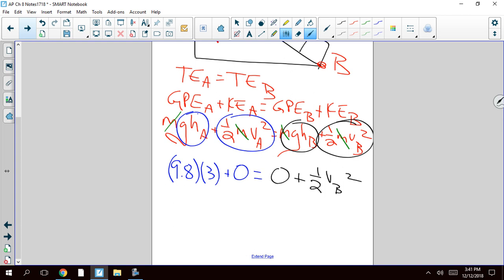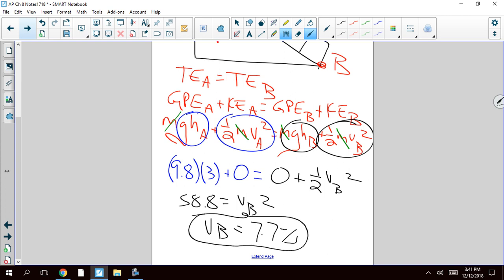Okay, so we can solve this, right? So multiply both sides by 2, and you get 58.8 equals the velocity at B squared. So the velocity at point B is going to be the square root of 58.8, which gives you 7.7 meters per second. Okay, so that's kind of a standard conservation of energy problem. It was a little bit easier than many of them might be because we had these zeros, right? Okay, keep in mind that won't always happen. All right.